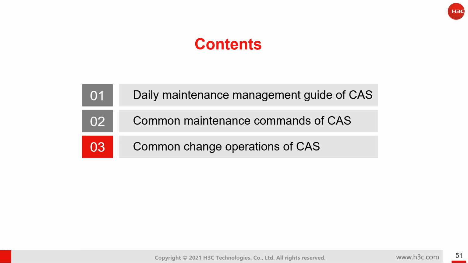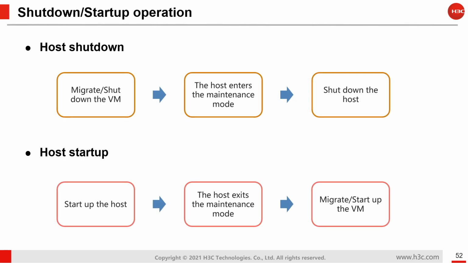Third, common change operations of the cluster. Shutdown or startup operation. Host shutdown. If you want to shut down the host, you need to migrate or shut down the VM first. Then make the host enter the maintenance mode. After that, shut down the host. If you want the host to start up again, you can start up the host, then make the host quit the maintenance mode, and migrate or start up the VM.